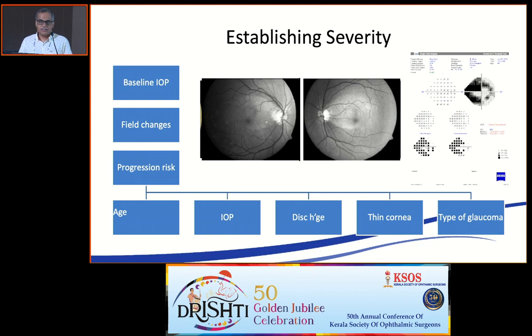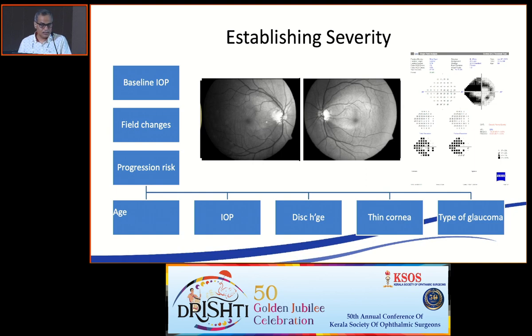Always establish the severity of the disease, and that is, you have to check the baseline IOP, which may not be easy when you have a patient who is already on drugs. You may not be able to stop all the medications to check the baseline IOP. You can always take a history, and the baseline IOP should include at least 3 measurements taken at different times of the day. Field changes are important to note how much visual function the patient has at that time, and always assess the risk of progression.